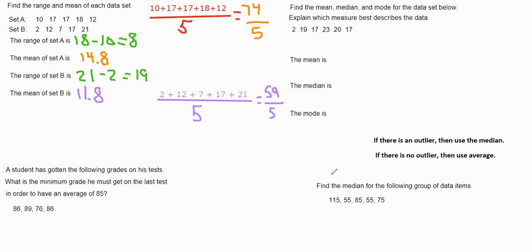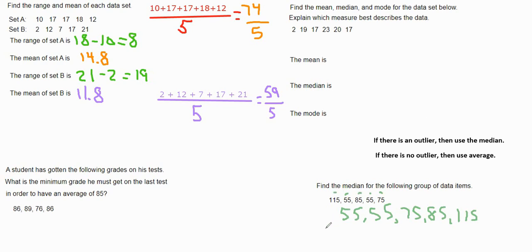Next, I'm going to do the bottom right question. We're going to find the median for that group. When you find the median, you have to organize the numbers from smallest to largest, or least to greatest. Notice that there are 5 numbers there, so that's just my little check here at the end. So I have 55, 55, then 75, 85, and then 115. And there are 5 numbers there.